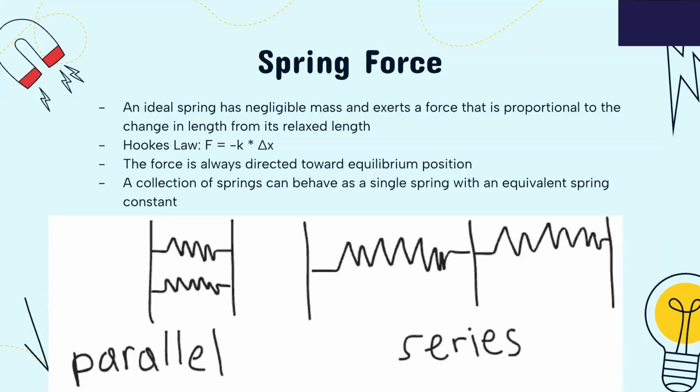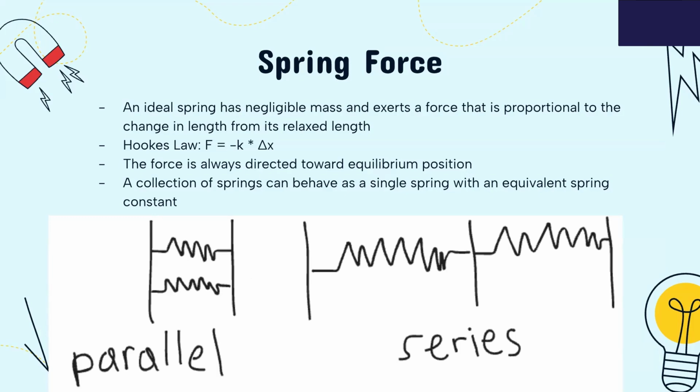Now into spring force. So an ideal spring has negligible mass and exerts a force that is proportional to the change in length from its relaxed length. And that's governed by Hooke's law. So the force is equal to minus k times the change in x. And this force is always directed toward the equilibrium position.